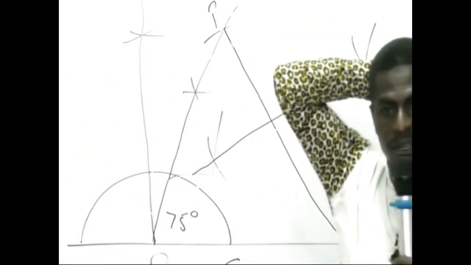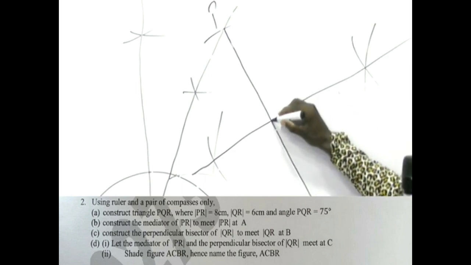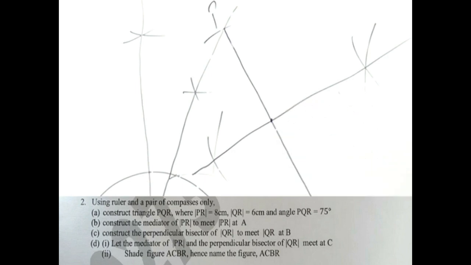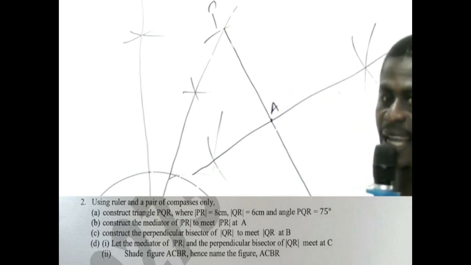Now, back to the screen. The question says construct the mediator of PR to meet PR at A. So this is the point where my mediator meets PR, and at that point I should name it A. So I simply put A there.